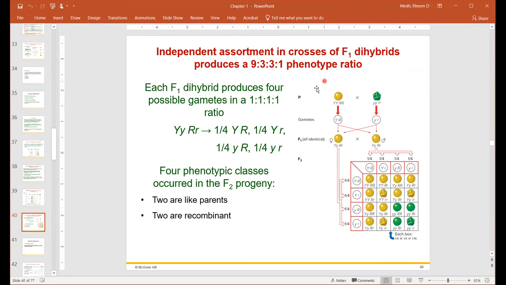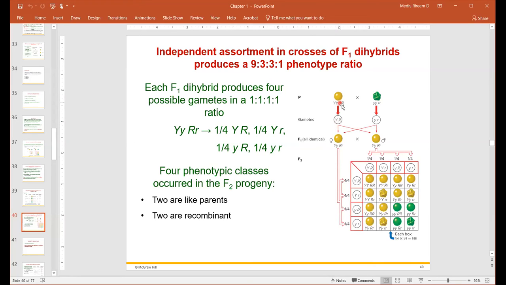Independent assortment of the process. Each F1 dihybrid produces 4 possible gametes in a 1:1:1:1 ratio. So that's why you can do the Punnett square, right? This is how a lot of students get confused when they write the Punnett square, because you want to get one allele of each trait together, because the gametes are formed that way, right? The gametes have only one copy of every chromosome, so therefore only one allele of every trait.